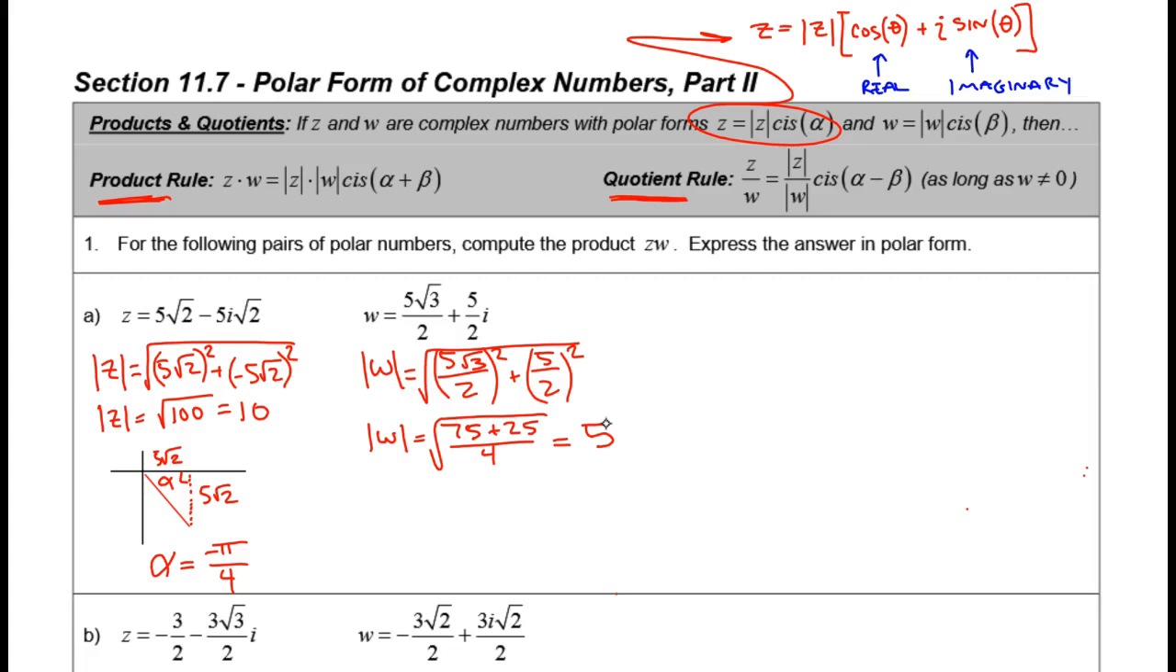All right, now in terms of the angle beta for this complex number w, it's got a real component positive, imaginary component that's positive. That puts us in quadrant 1. So we'll go ahead and sketch out the angle here.